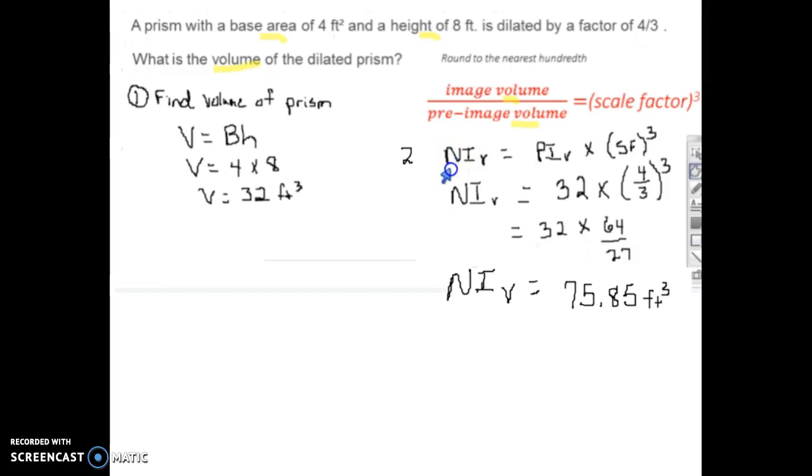So now we can use the same formula. Our new image volume is equal to the pre-image volume times the scale factor. This time it's cubed since we're talking about volume instead of area. So we plug in 32 here. Our scale factor is 4/3 cubed. So remember, you're going to cube the numerator and the denominator. When we multiply 32 times 64, divide by 27, we're going to get 75.85. So remember, we're talking about hundredths, so that'll be 2 decimal places.